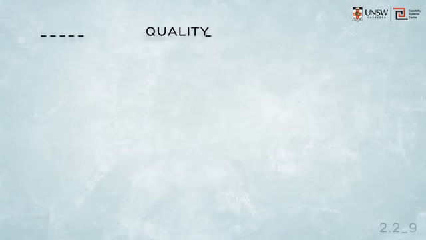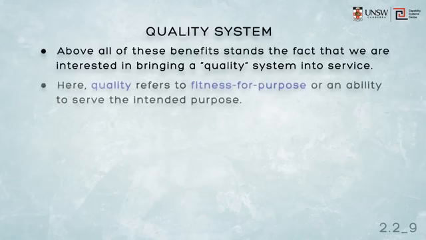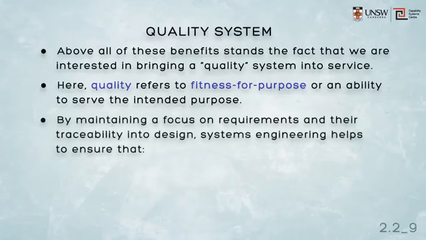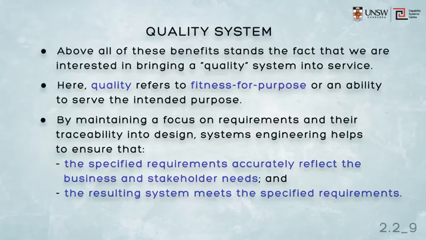Finally, and probably most importantly, the disciplined approach to systems engineering leads to a product that meets the original intended purpose more completely. Here we use the word quality to refer to fitness for purpose, or the ability of the system to serve its intended purpose or its intended mission. In other words, this improved performance leads to a quality system, where quality is measured by the ability of the system to meet the documented needs and requirements.